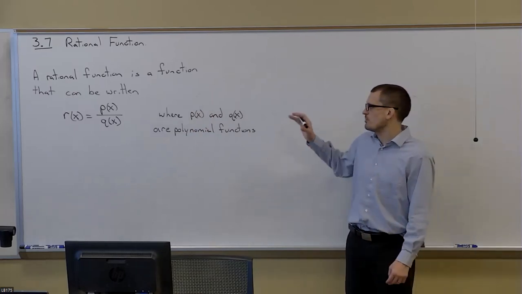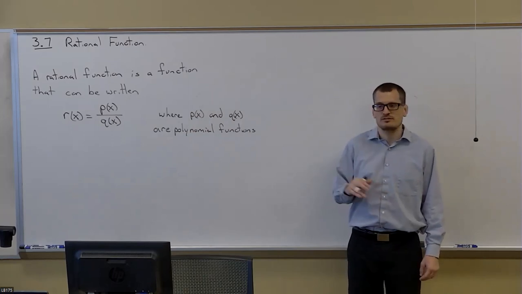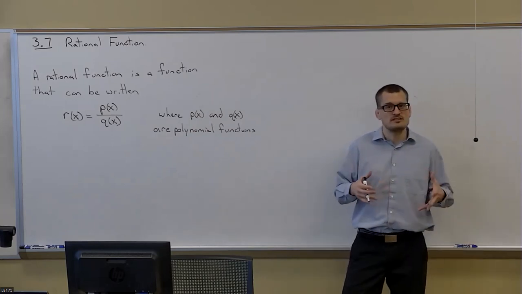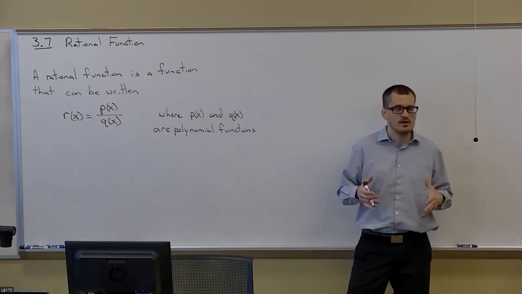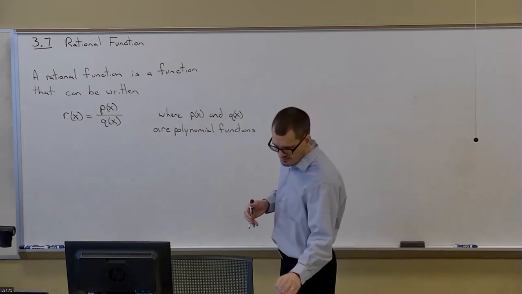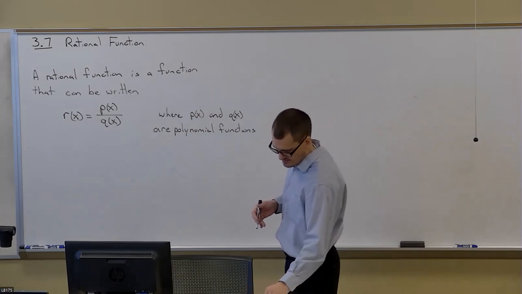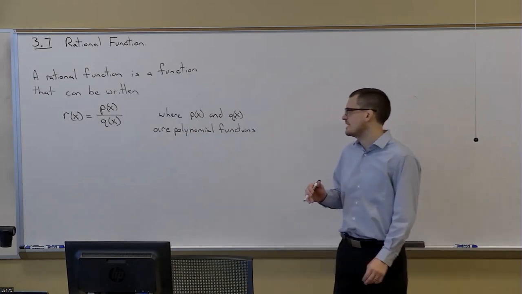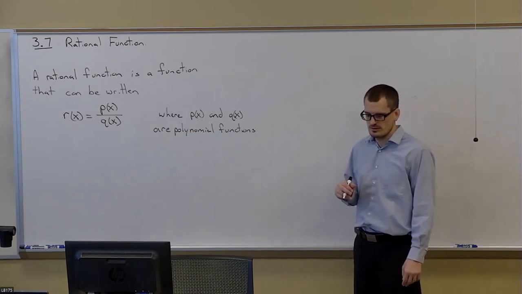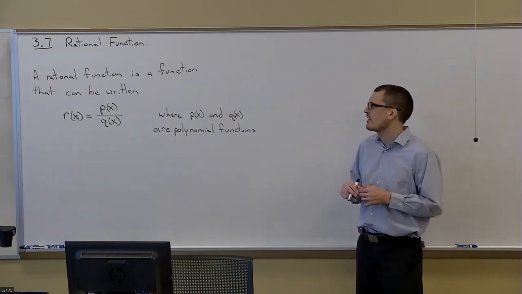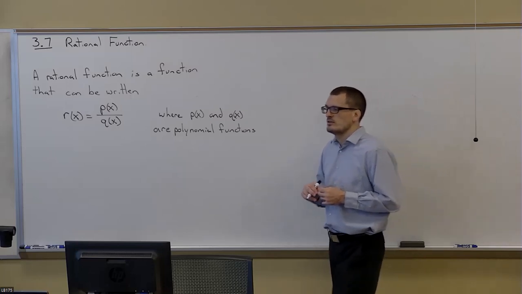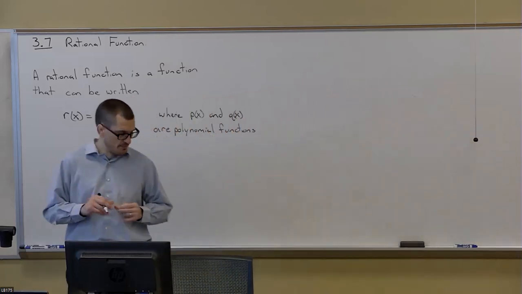And we've dealt with a lot of polynomial functions in the first few sections. We know what rational numbers are, so we put those things together and we create a rational function. Okay, a rational number is integer over integer. A rational function is going to be polynomial function over polynomial function. So that's the basic idea.